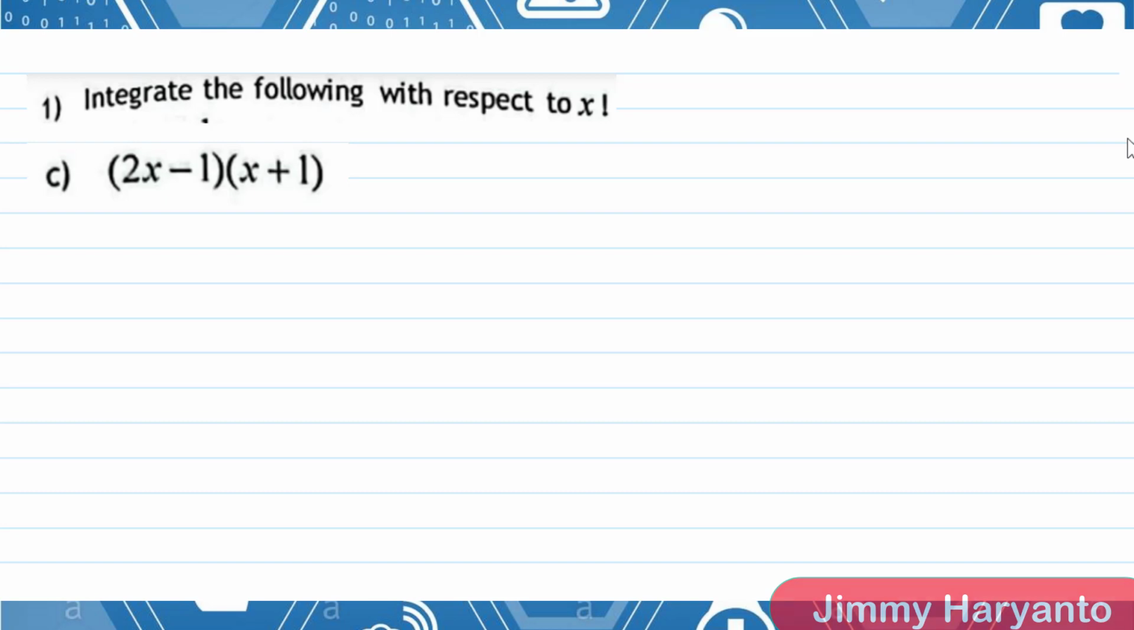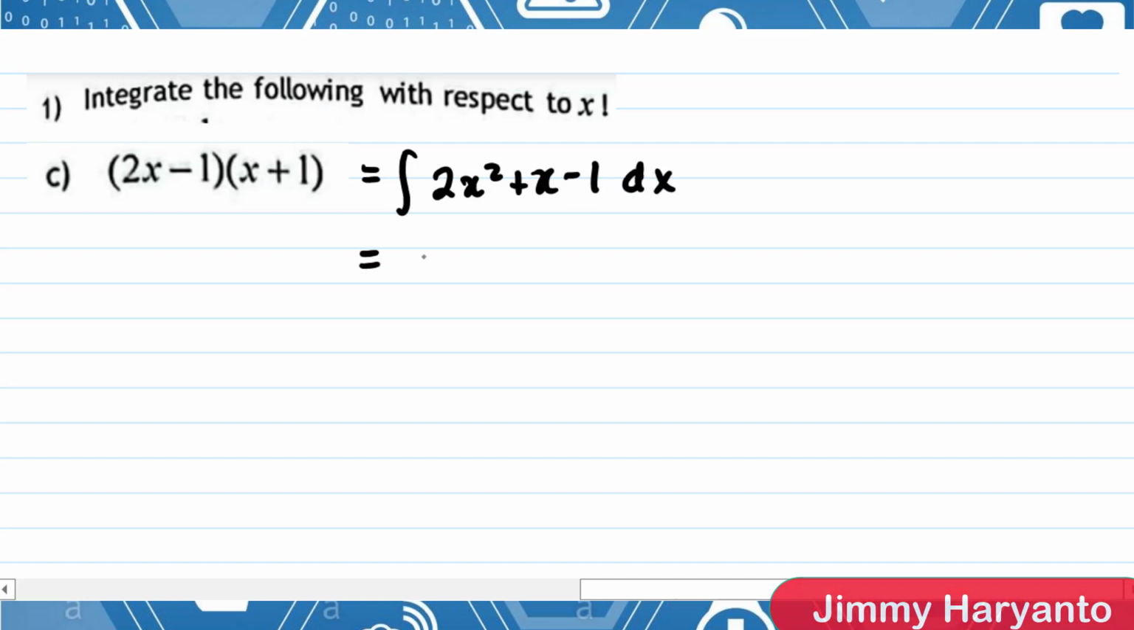Okay, for c, we have multiplication. To integrate the function, we have to multiply it first. When you multiply it, it will become 2x squared, and then plus 2x minus x, it will become plus x, and then negative 1, and then dx. Okay, let's integrate it. So you will have 2x squared, plus 1, it will become 3. So you will have x to the power of 3 right here, and then over 3.